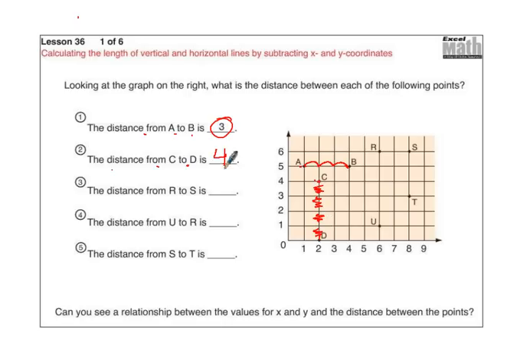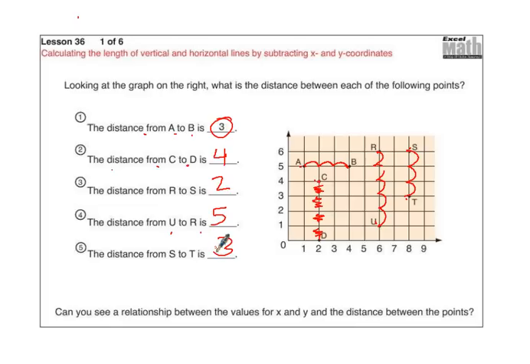All right, pause the video and do 3, 4, and 5. Turn it back on when you're ready to see the solution. Okay, the distance from R to S is 2, right? The distance from U to R, here's U, here's R, 1, 2, 3, 4, 5. 5. The distance from S to T, here's S, here's T. 1, 2, 3. The answer is 3.